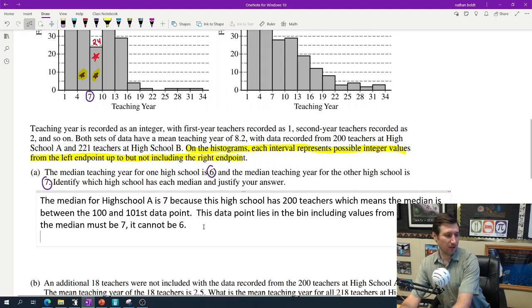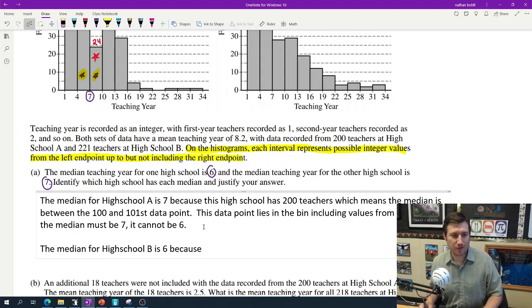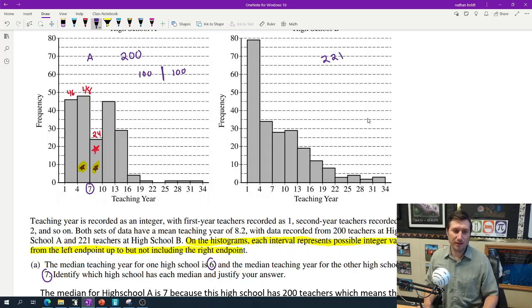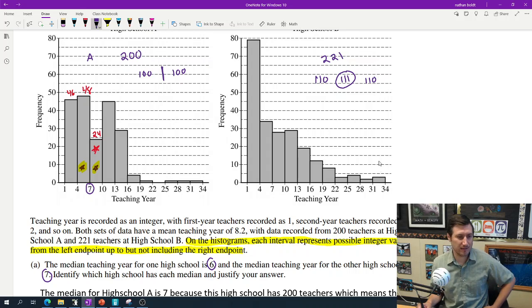So with a similar argument, the median for high school B is 6, because now I'm just going to double check my answer and do the same reasoning for this high school. So this high school had a total of 221 teachers. That's an odd number. That's a little nice. So we're going to have 110 data points on that side, 110 data points on this side. And so the median is the 111th data point. It actually has a center. So where is the 111th data point?